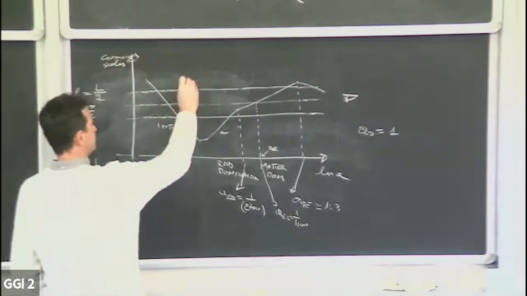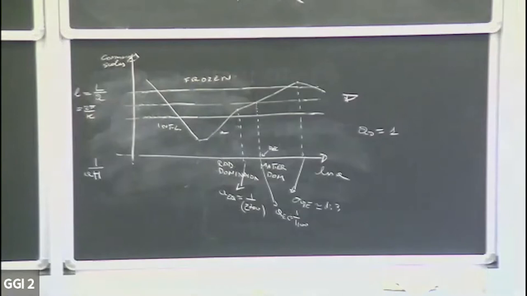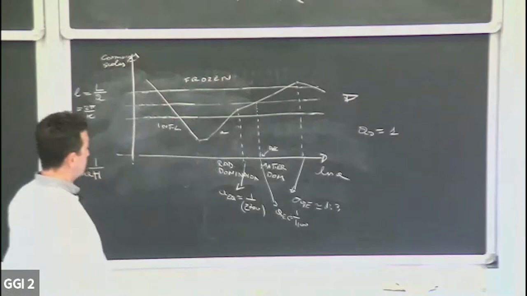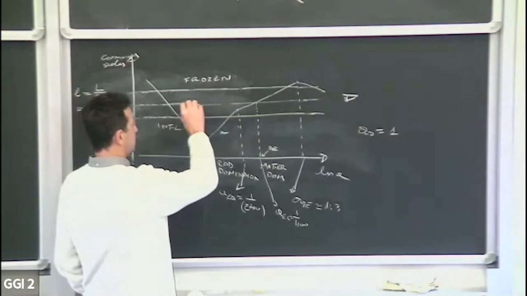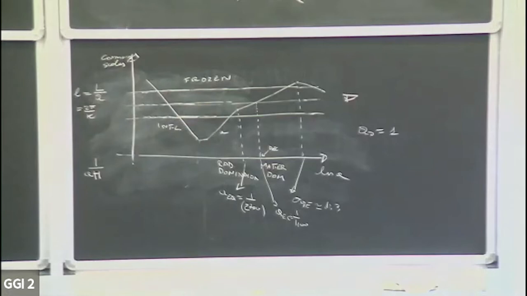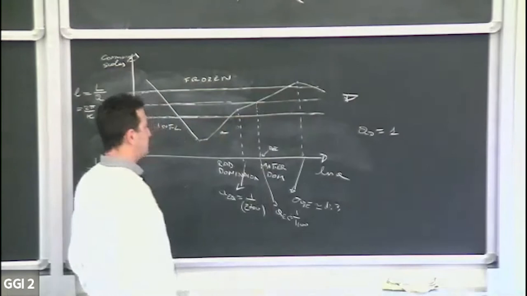Nothing happens to this scale. They are imprinted in the perturbations of different length. So all the information from the inflation is basically transmitted along this very long time interval, and then they enter the horizon at different epochs.